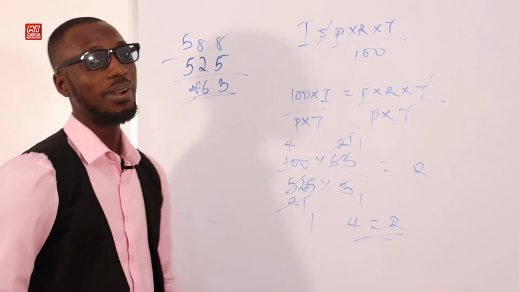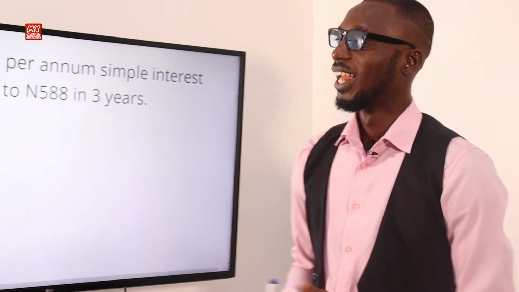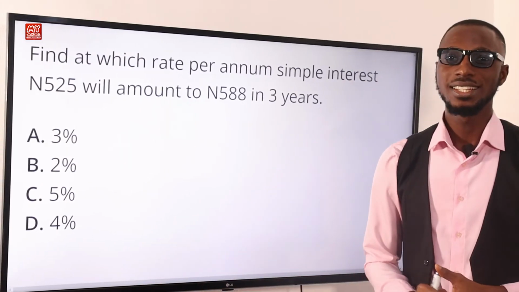So we just have to go back to the screen and pick out the correct option. Look through the options provided and you will see option D, 4%, as the correct option.